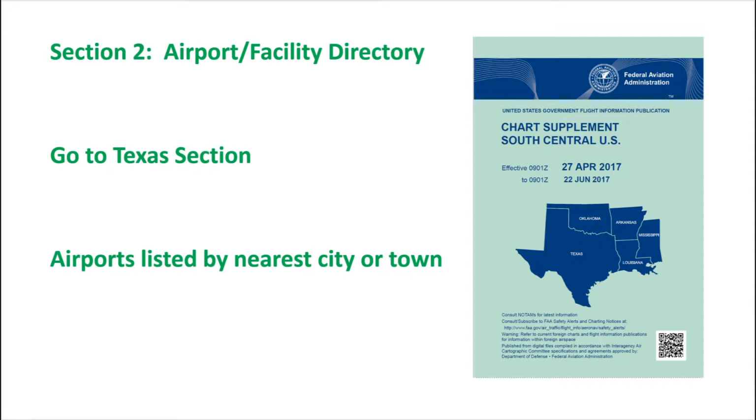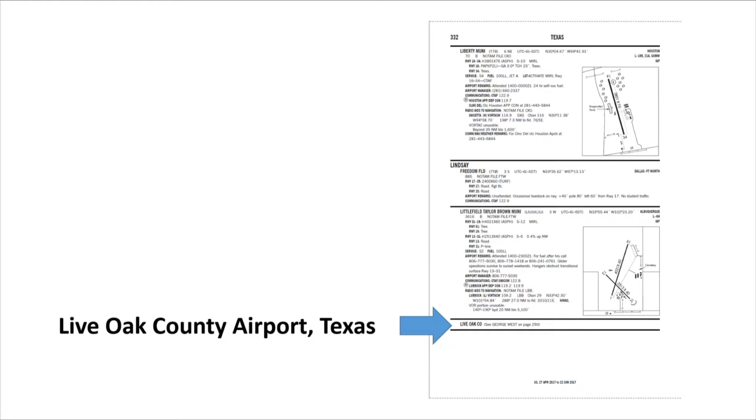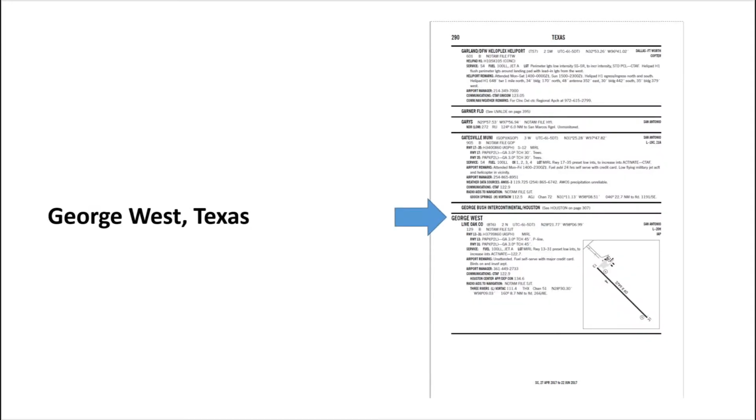Airports are listed by their nearest city or town. But what about this situation when the airport name says it's a county airport? Look it up under the airport name to begin with. Here it tells us that the Live Oak County Airport in Texas is listed under George West on page 290. So going to page 290, we find listed under the city of George West, our airport.